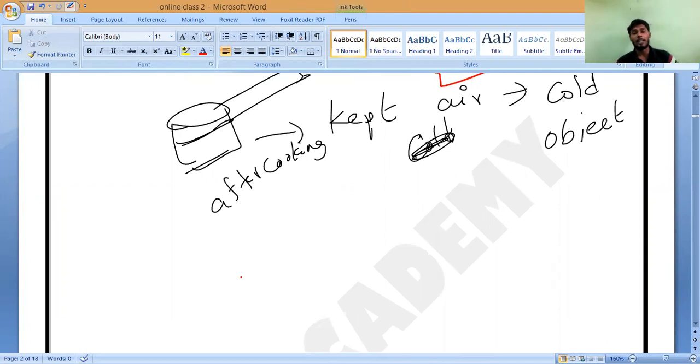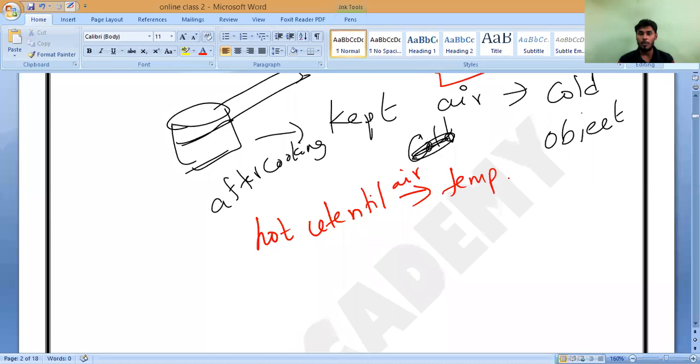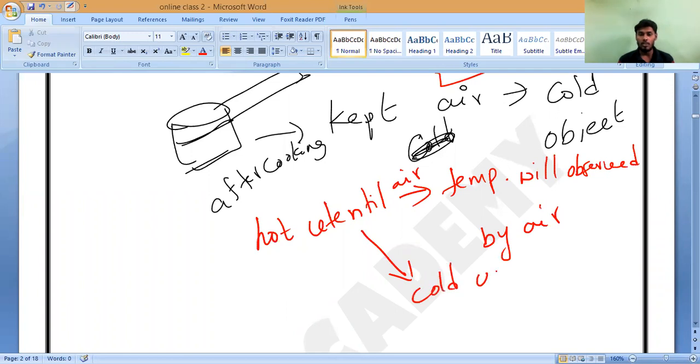Where has that heat energy gone? I kept it in my kitchen at normal temperature. That's what I'm asking. It will be absorbed by the atmosphere or air. If you keep the hot utensil, the temperature will be absorbed by the air, so that the hot utensil turns into a cold utensil. Is it yes or no? Yes, sir.